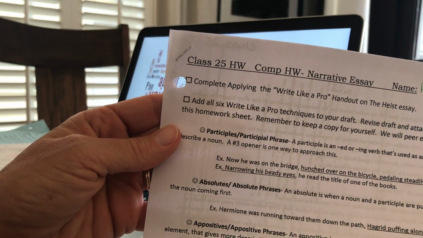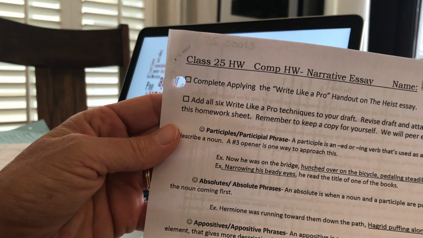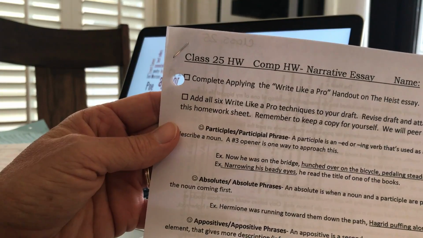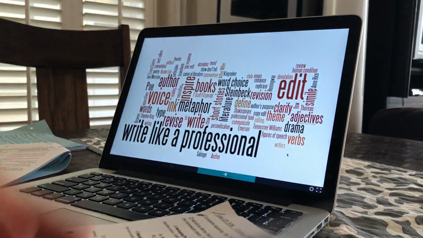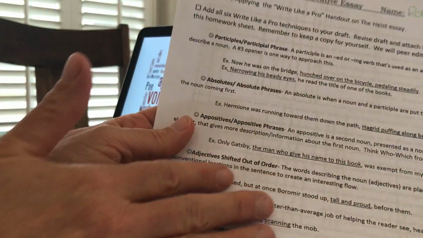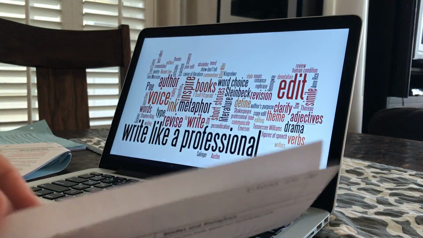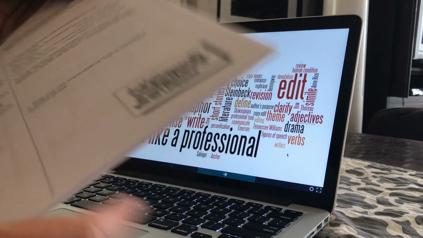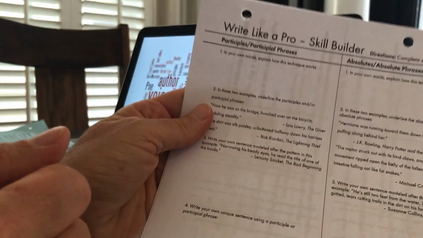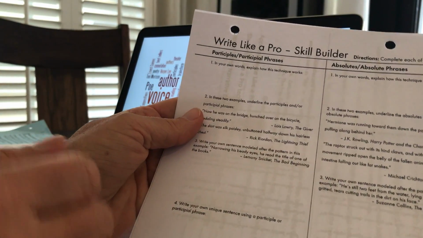Okay guys, go ahead and pull out Class 25 homework for composition for the narrative essay, and I'll quickly go over the things we did in class. On the front here, this is a cheat sheet for you of what we're getting ready to cover on this video. And what I want you to do is go ahead and pull out this chart. And this chart has a side 1 and a side 2. And we're going to start with side 1, which is participles.